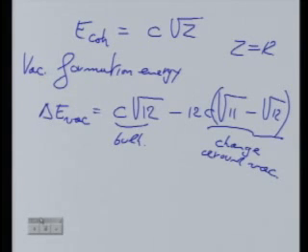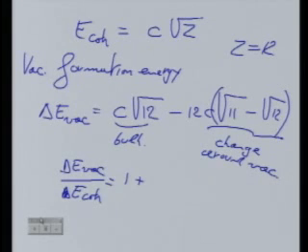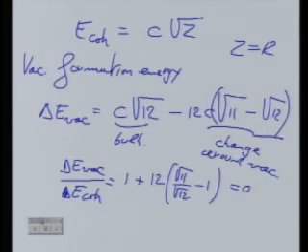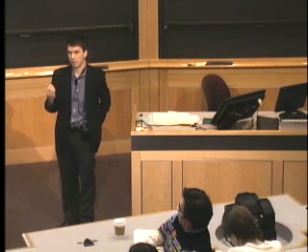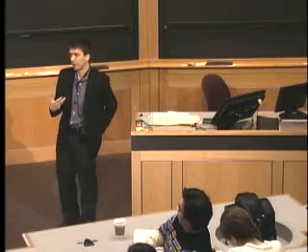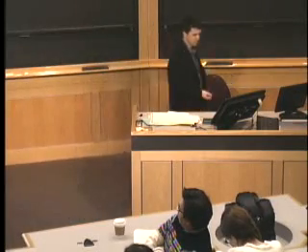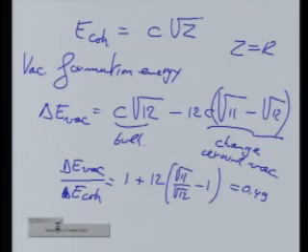And if you actually calculate that, the vacancy formation energy over the cohesive energy, you find that that's 1 plus 12 times the square root of 11 over the square root of 12 minus 1. And it's about 0.49. So in a square root model, you're already much closer to the experiment, where the vacancy formation energy is a much smaller fraction of the cohesive energy.